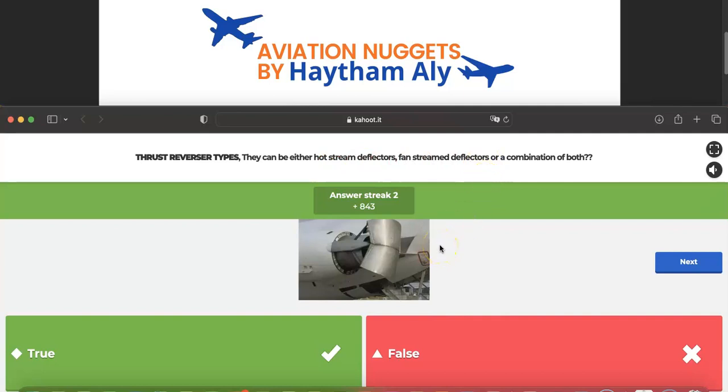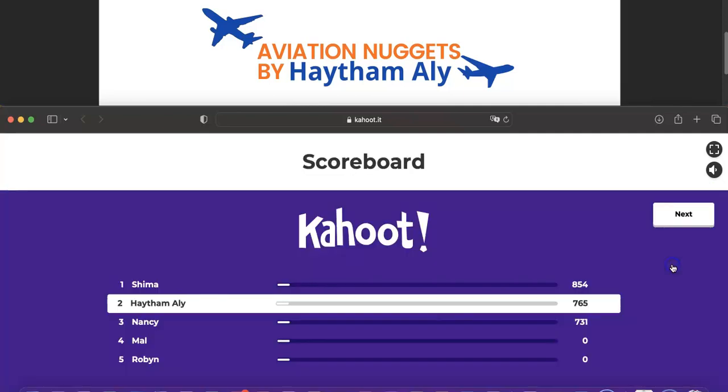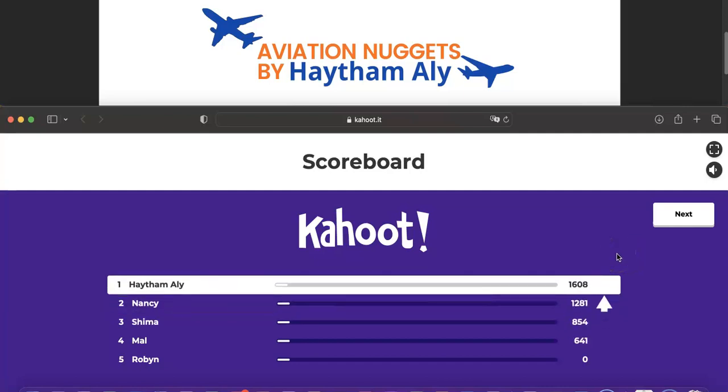But in modern airliners and on modern engines, we popularly have fan stream deflectors, which are translating sleeves or blocker doors to reverse the fan stream. Okay, everybody, let's proceed. Next question.